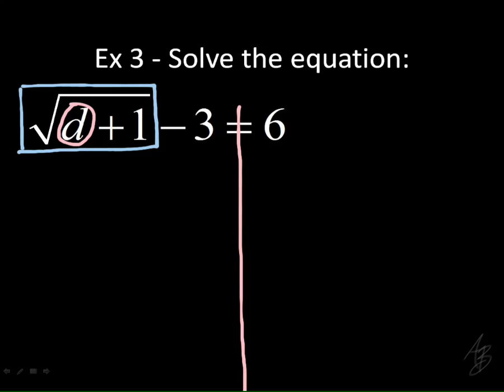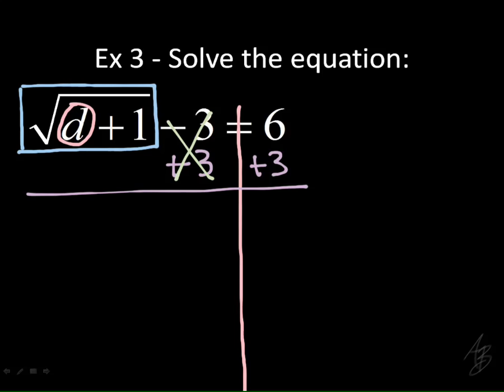No, the square root's not by itself. So what can I do to get it by itself? Yeah. So we need to get rid of this minus 3 here, and we'll do that by adding 3. So we're going to add 3 here. We're going to add 3 here. And when we do that, the 3's cancel out. And what's left over here on the left side?